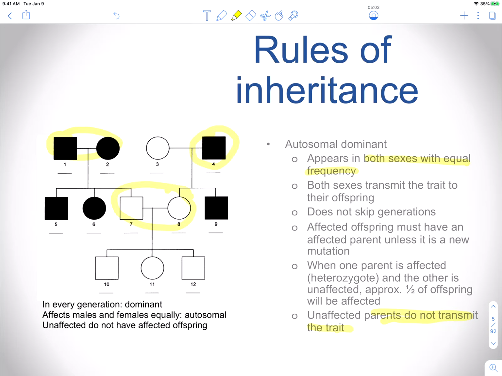Affected offspring must have an affected parent unless it's a new mutation. A new mutation wouldn't look like this. You wouldn't have generations of presentation of the disease. You would just have a single presentation of the disease in the family history. And then, of course, when one parent is affected, the heterozygote is more common than a homozygote. The other is unaffected. You get about half the offspring will be affected. And that's showing in this group over here.